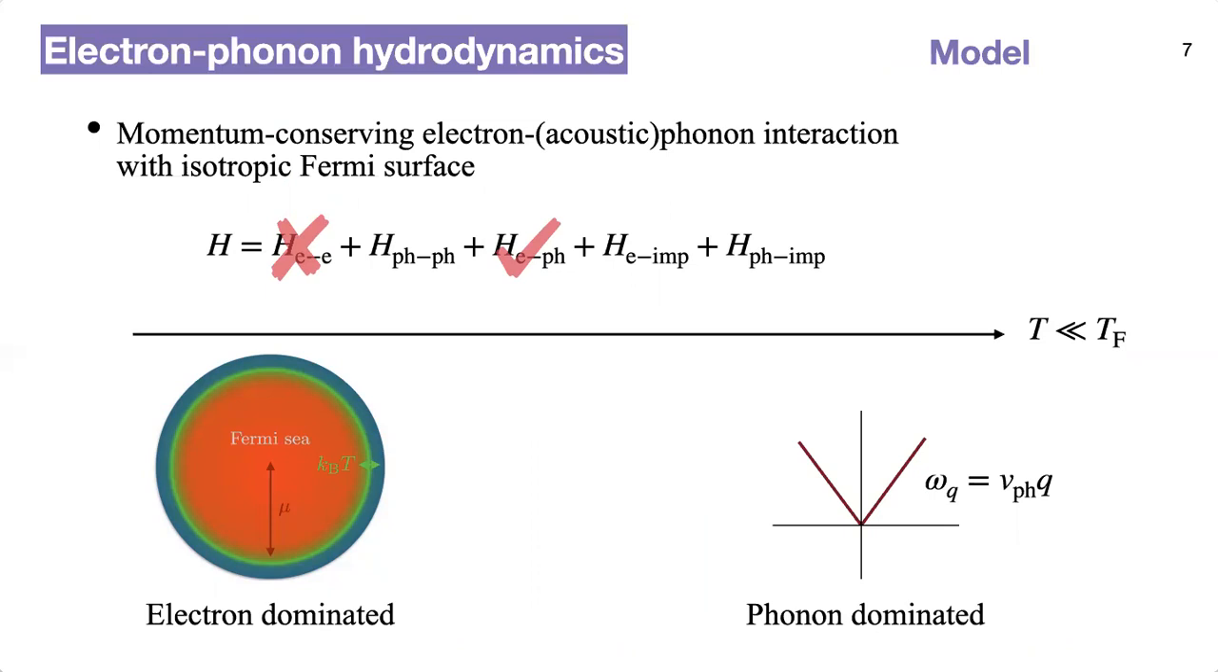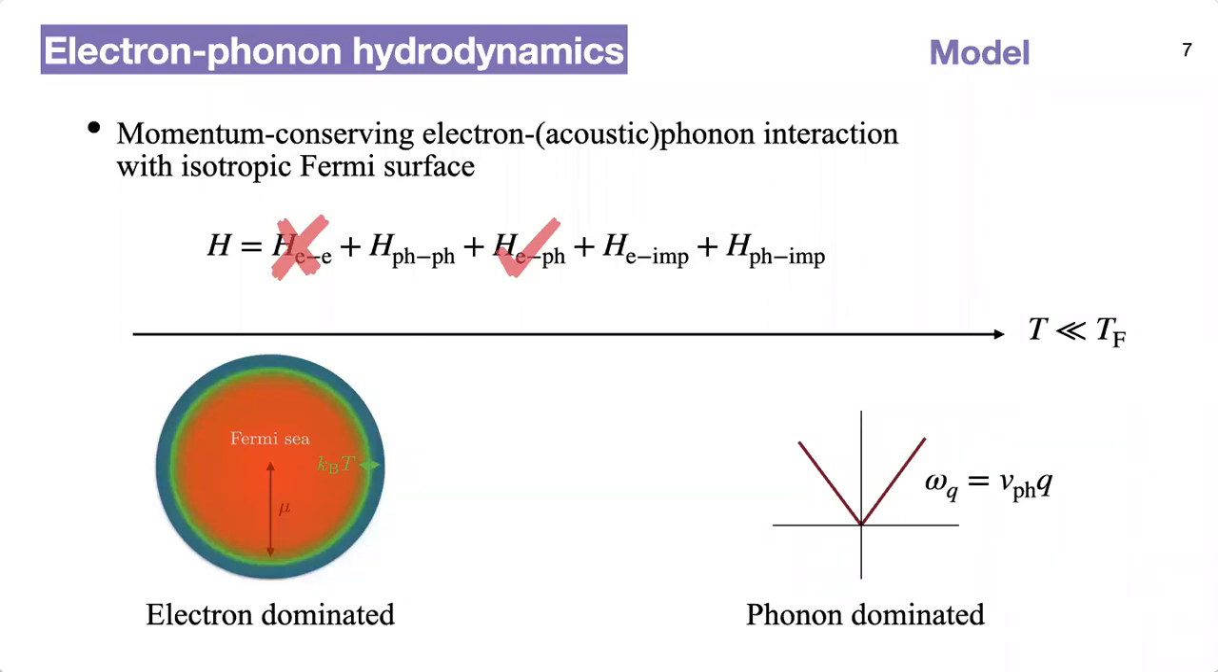Our model is like this. I would like to state again that we consider acoustic phonons that interact with electrons with a momentum-conserving interaction, and the electrons live on an isotropic Fermi surface. Again, we treat the electron-phonon interaction to be momentum conserving, and neglect the Umklapp effect in that region.